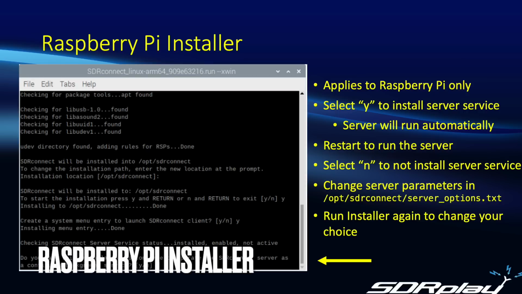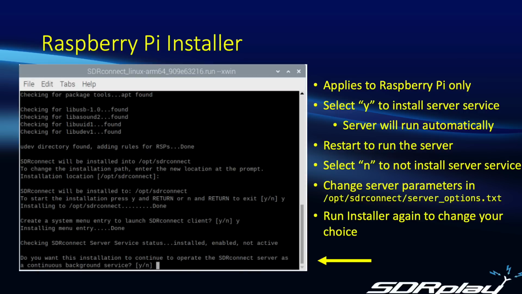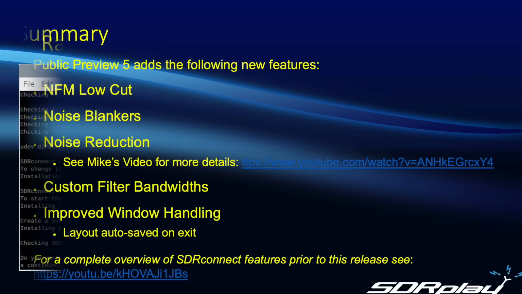Now, just a few words about the Raspberry Pi installer, or Linux ARM64. The installer wording has been changed a little bit to make it a little more obvious what's going on. So you'll get to a point in the installer where you get to choose whether you want the server service to run automatically every time you restart or boot the Pi. You can select yes or no. If you change your mind later, just run the installer again and make a different decision next time.